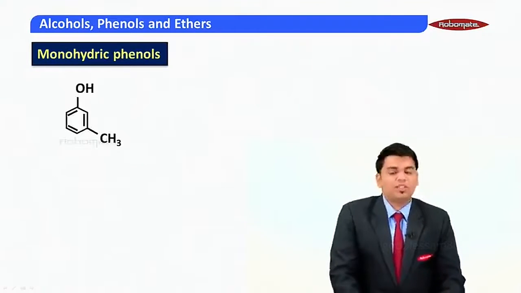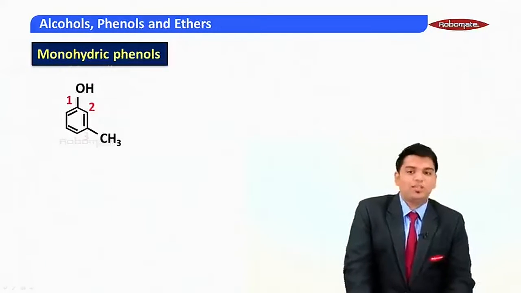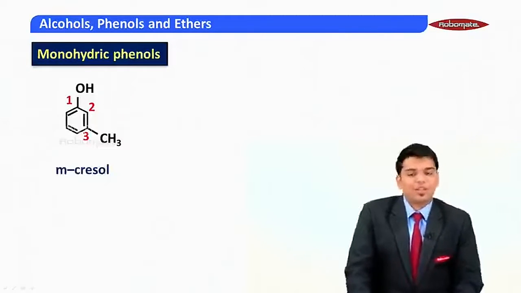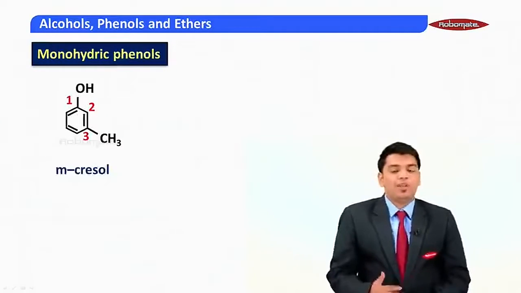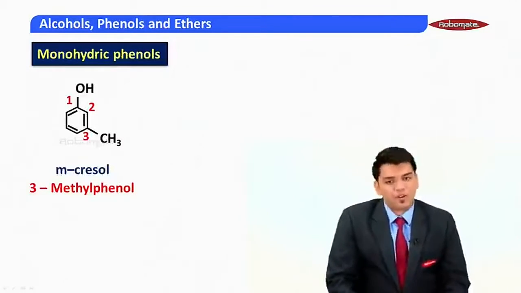Moving on to the next example, we have phenol with a CH3 group. Now this time the CH3 group is on the third carbon atom from OH. Hence we have the name metacresol. And if we want to name it under IUPAC conditions, this is called 3-methylphenol.